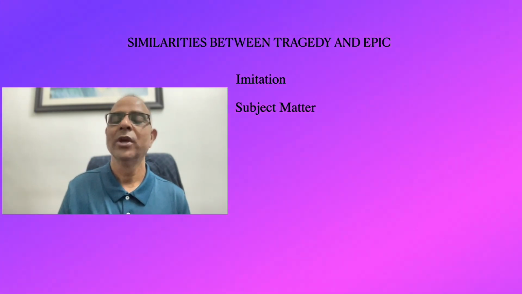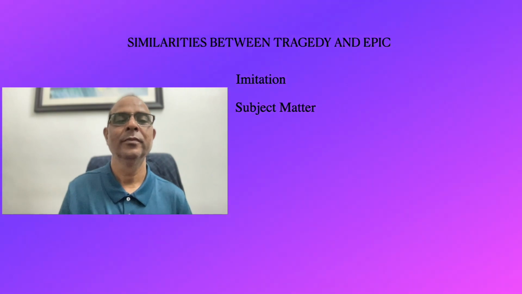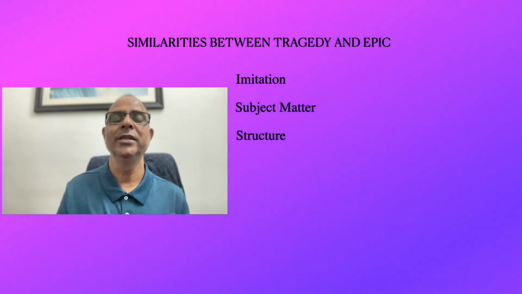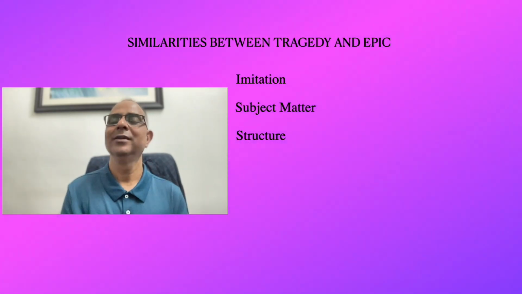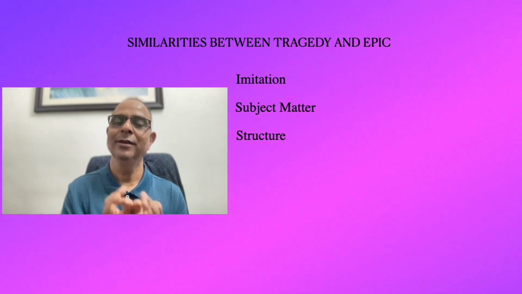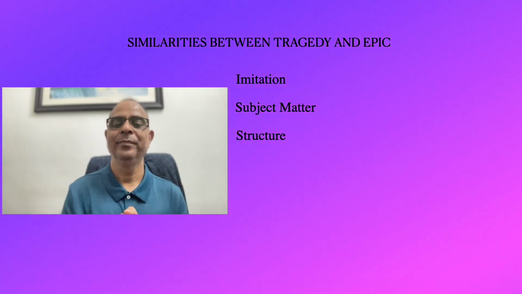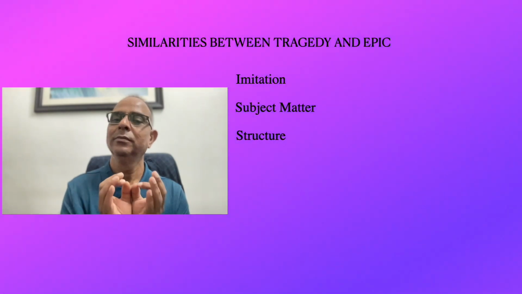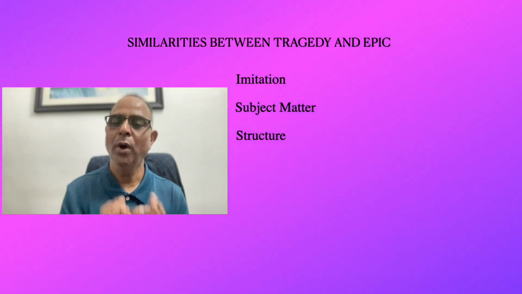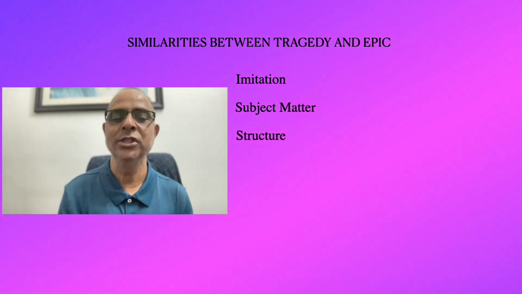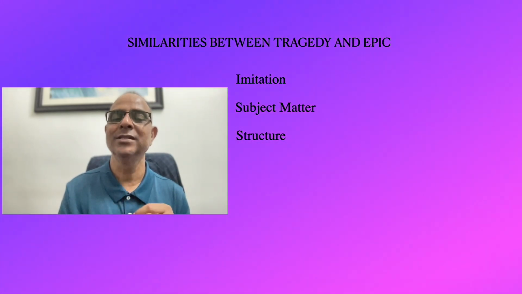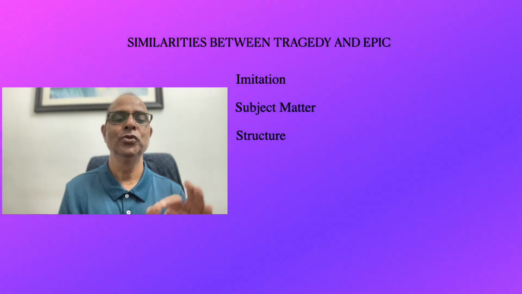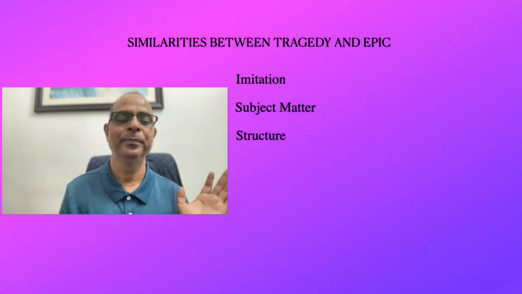Then, third is structure. Both tragedy and epic have a beginning, middle, and end. They adhere to a structured plot. They both follow the principle of unity and coherence, ensuring that each part contributes to the overall story.